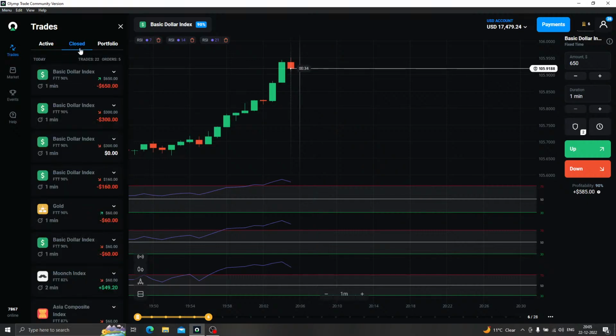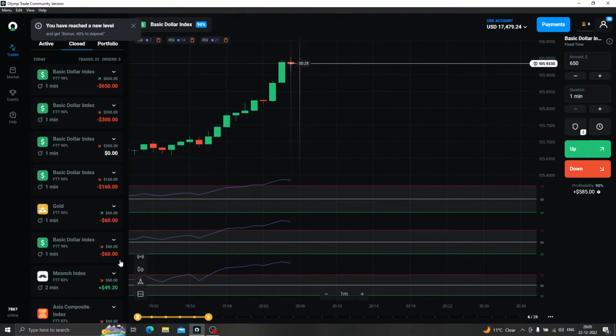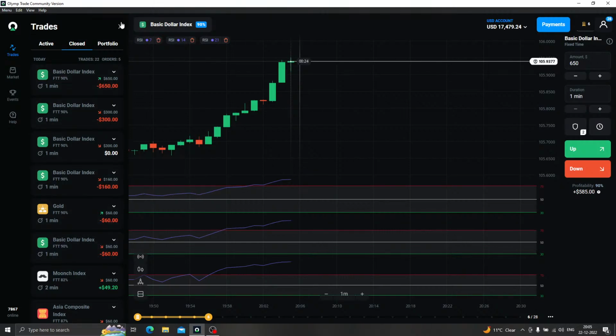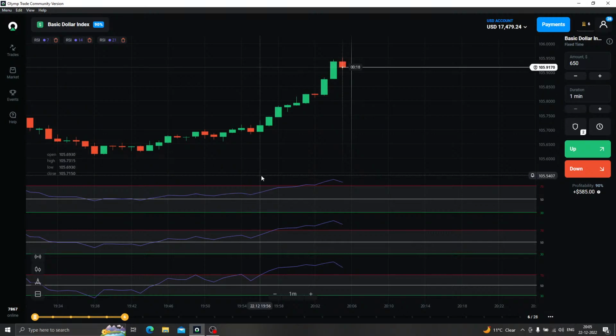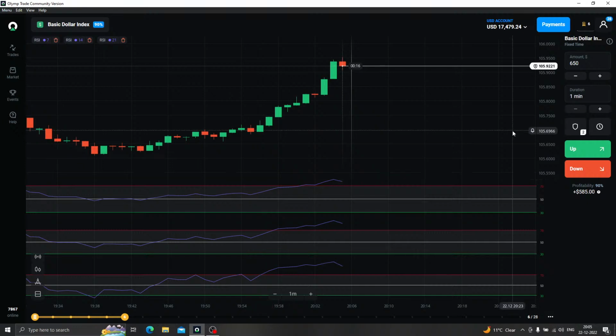Okay, though the trade went against us in the very last moment, very last second, and we can see one, two, three, four, five steps of the martingale. It went against us. So at this point, when you have lost certain trades in a row, you should stop trading for that particular period if you are having less capital.